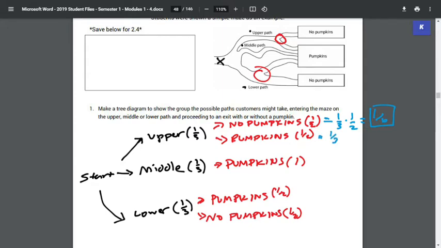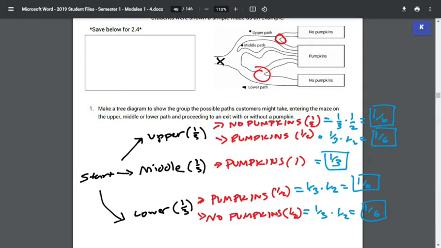Same thing for the one below it: 1/3 times 1/2, which is 1/6 as well. So each of those is going to be 1/6. I'll come back to the middle really quick, but the lower path is the same thing: 1/3 times 1/2, which is 1/6, and 1/3 times 1/2, which is also 1/6. Lastly, I have my middle path. I have 1/3 times 1, so that's just 1/3 there.